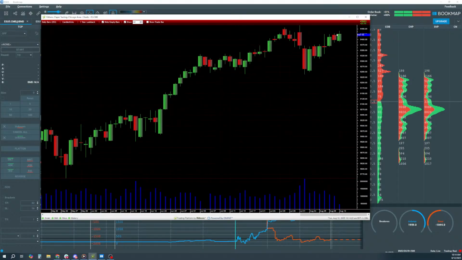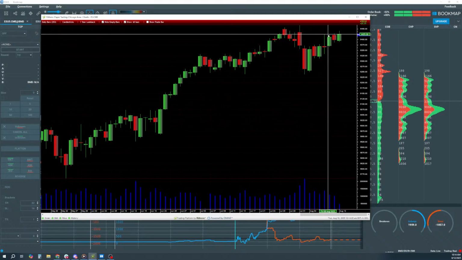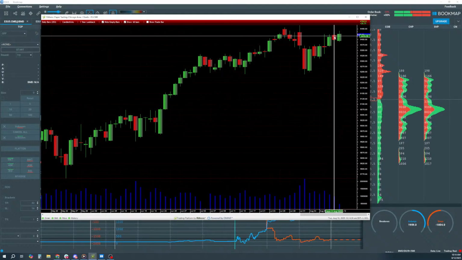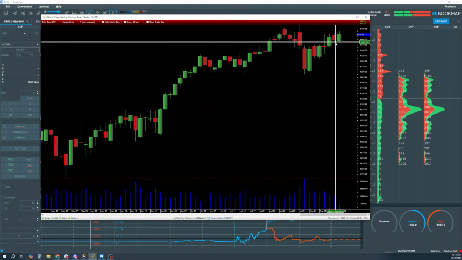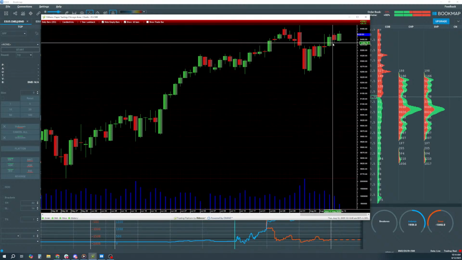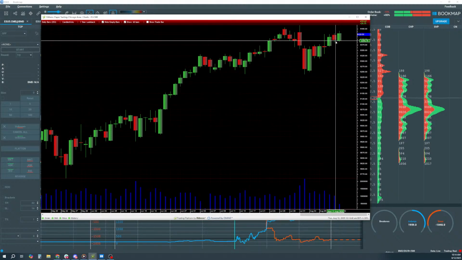All right, yesterday you can see that we kind of pierced just above these previous highs. We were looking for that move to unfold, and then we didn't know, and then we can see that it traded right back down into yesterday.